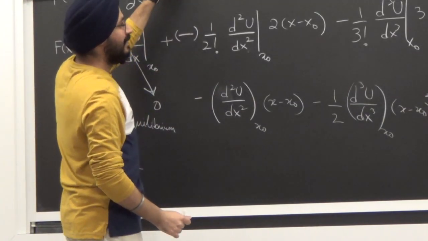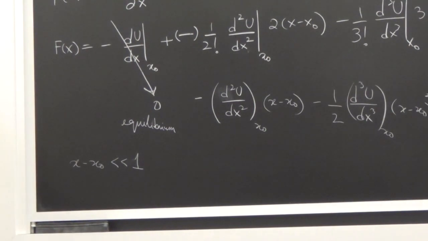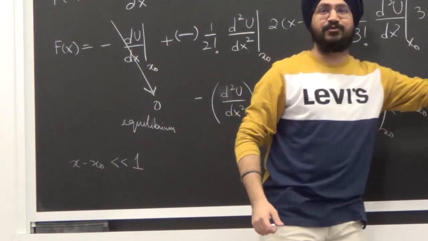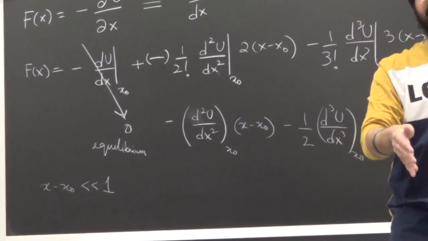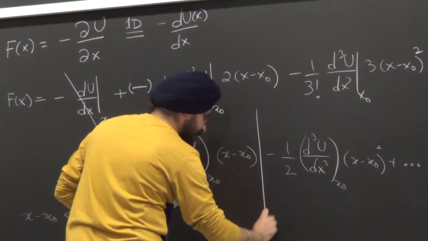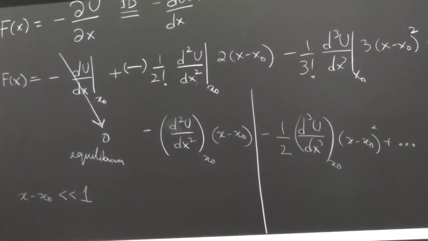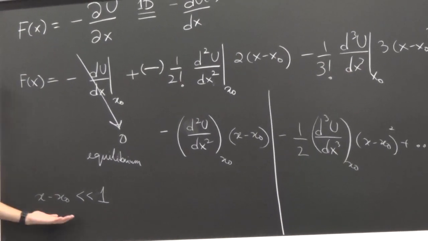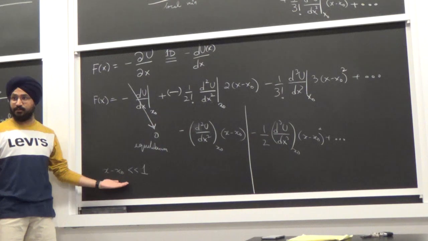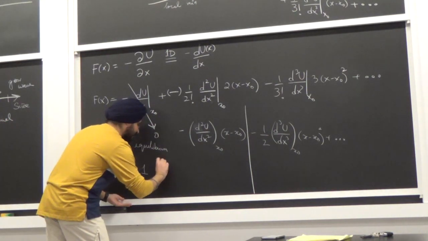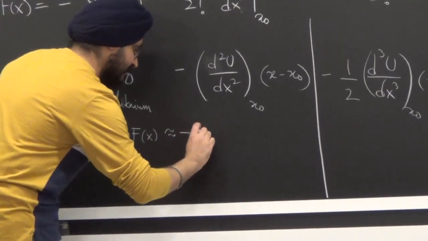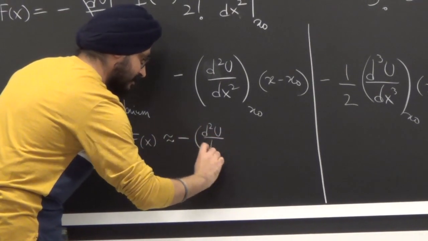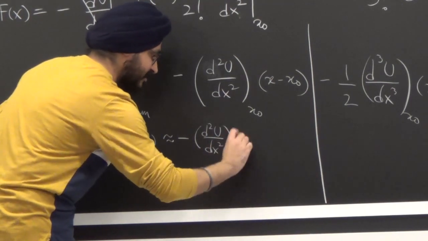And in that case, when you have a number smaller than 1 and you take its higher powers, it becomes smaller and smaller. Hence, all these higher order contributions become less and less important. And I can be very brave and truncate my series only at this order. This is an approximation which is only valid for small deviations from the equilibrium. And in that case, f of x is approximately, now the approximation comes in, minus d squared u dx squared at the point x0 times (x minus x0).